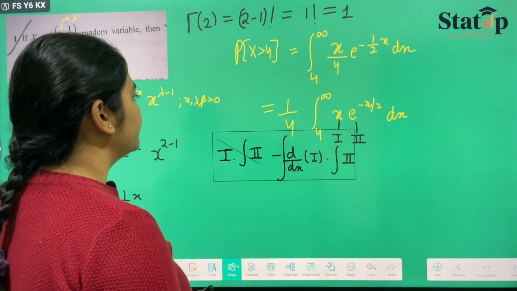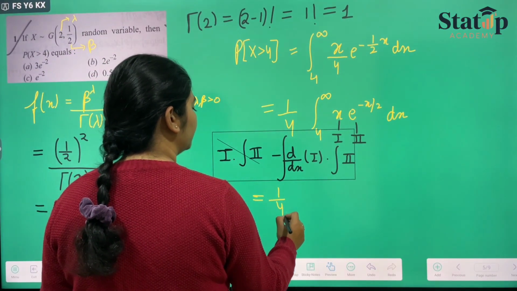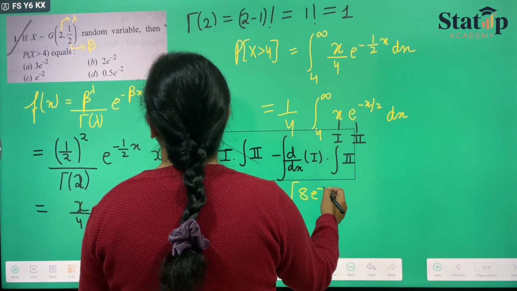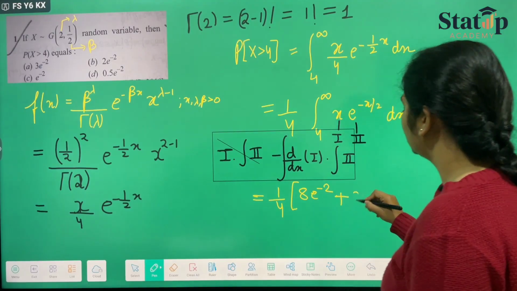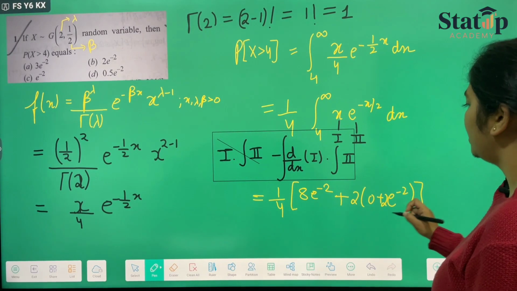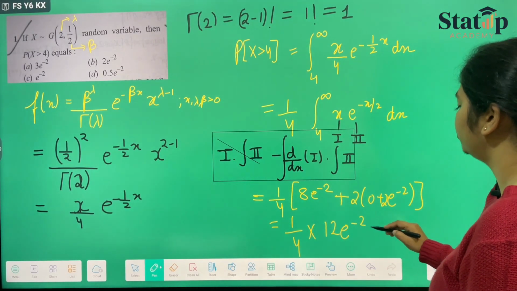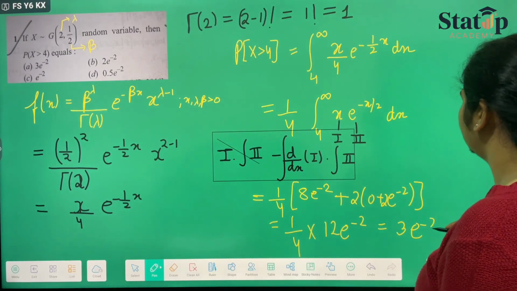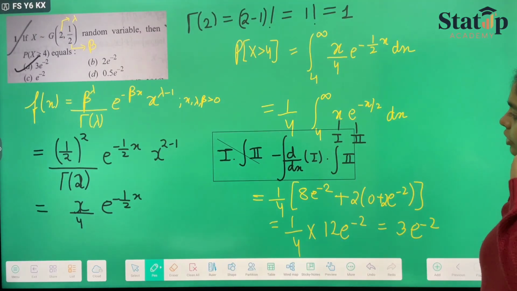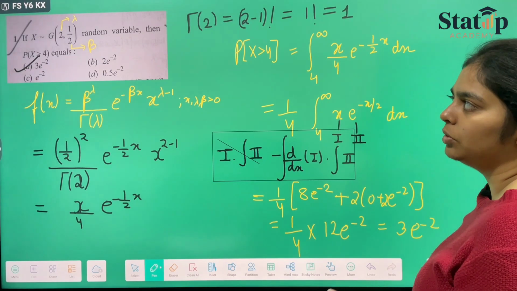And on solving with this formula, we'll be getting our answer as 1 upon 4 into 8 e raised to the power minus 2 plus 2 into 0 plus e raised to the power 2 e raised to the power minus 2, and this will be 1 upon 4 into 12 e raised to the power minus 2, which is 3 e raised to the power minus 2, which forms our option number A. So in this question, you just have to know about the integration, how to solve it with the integration, and rest all you will be able to solve it.